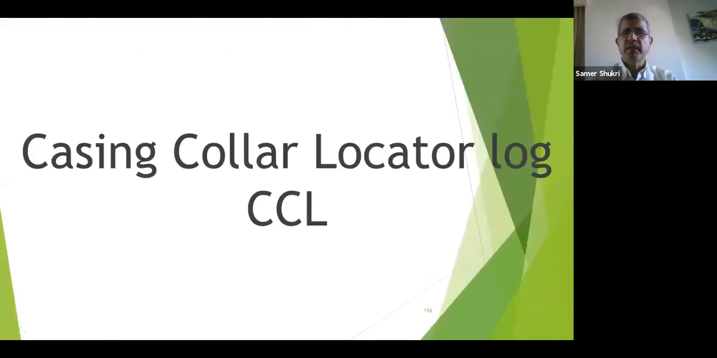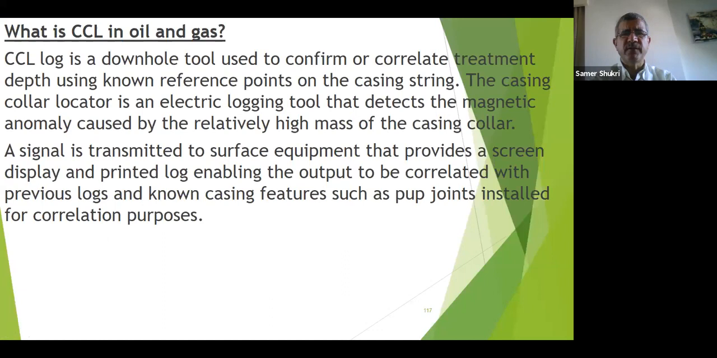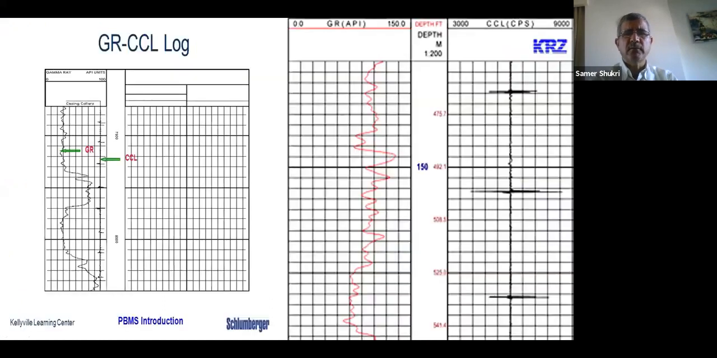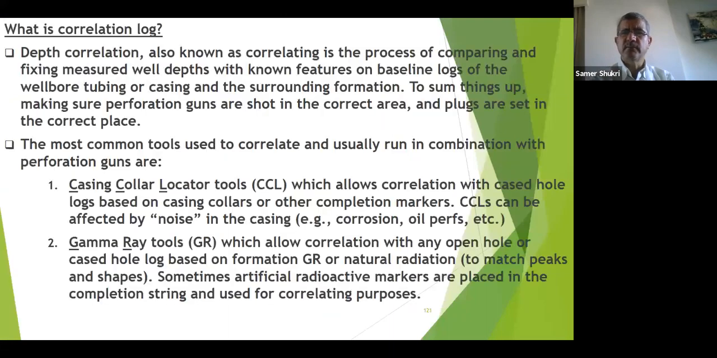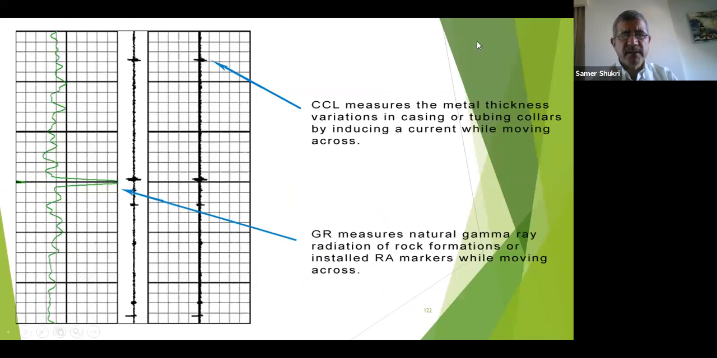We have casing collar locator, CCL. This is a very famous log, gamma ray CCL log for correlation, for perforation. Without this log, you cannot do perforation. CCL, casing collar locator, correlation log. This is for perforation. You see, this is measuring the wall thickness of the tubing or the casing.